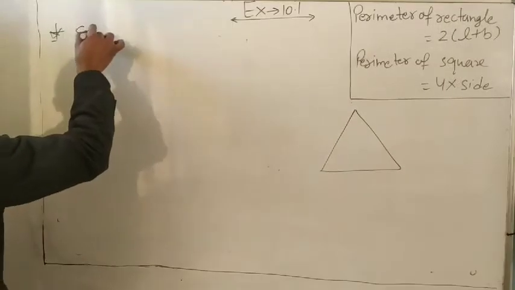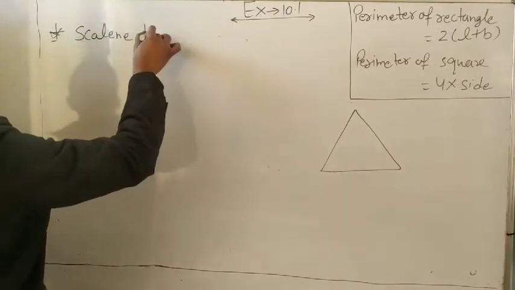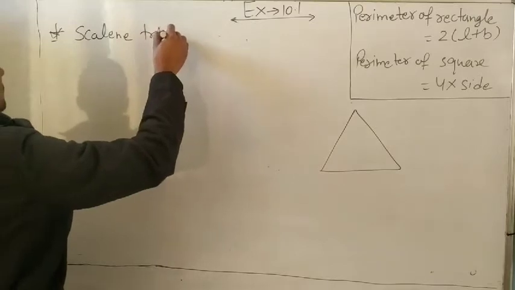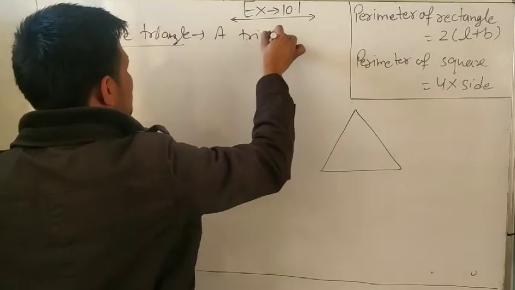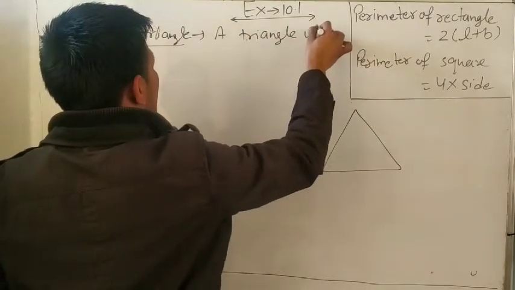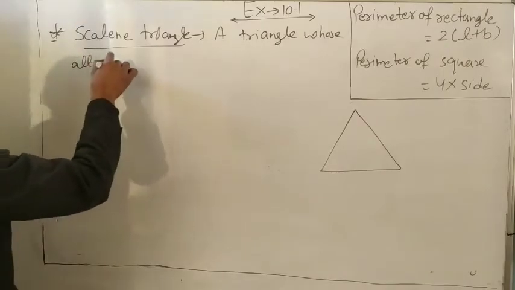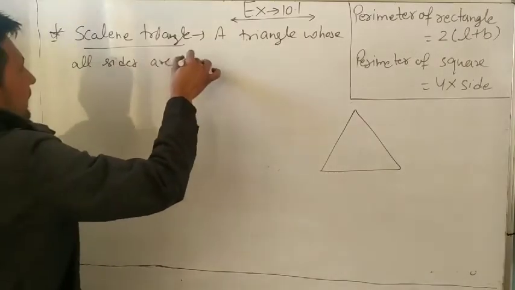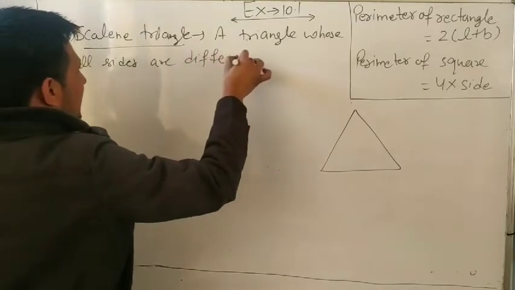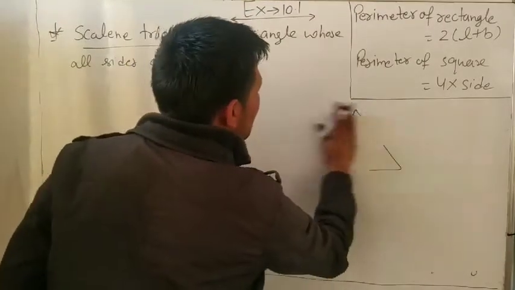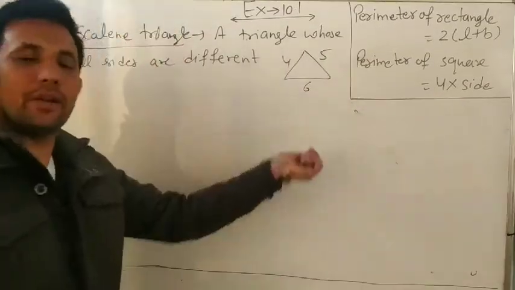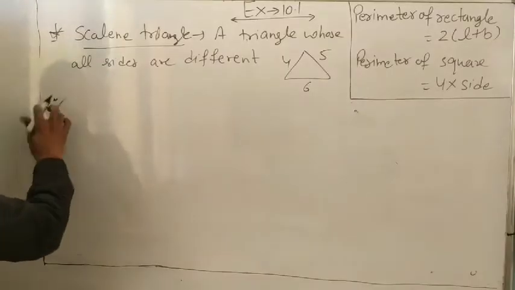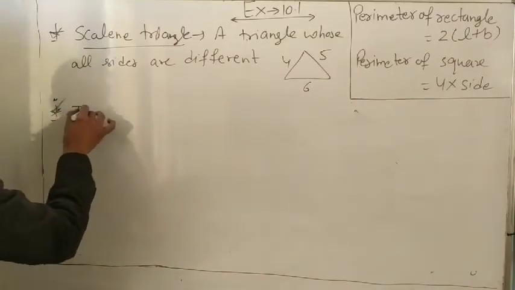First is the scalene triangle: a triangle whose all sides are different. Different means like this: one is 4, one is 5, one is 6. All are different.